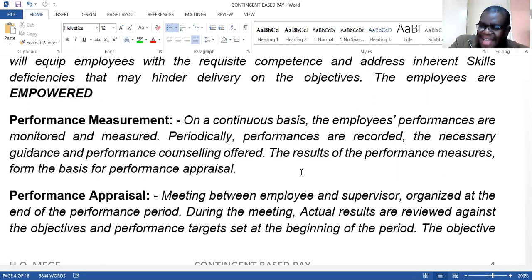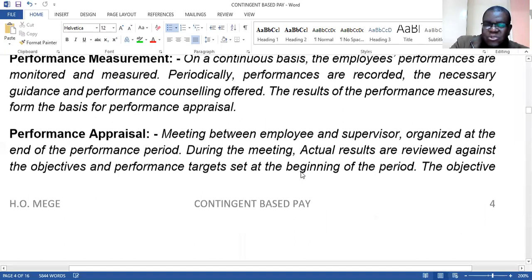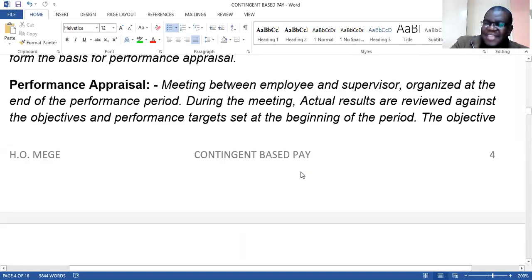Then the results of this performance measurement are used to help the individual improve over the period of the performance. You can offer some counseling. You can guide on how better to perform. And then we'll use these results in the final stage that we call performance appraisal.